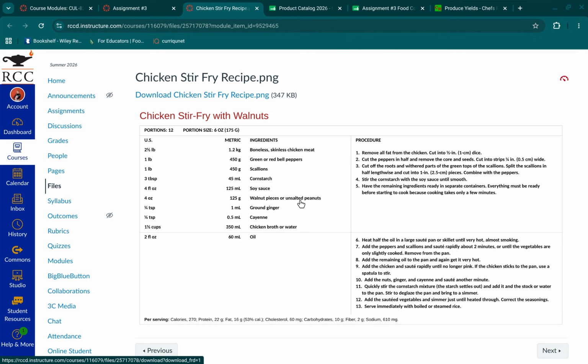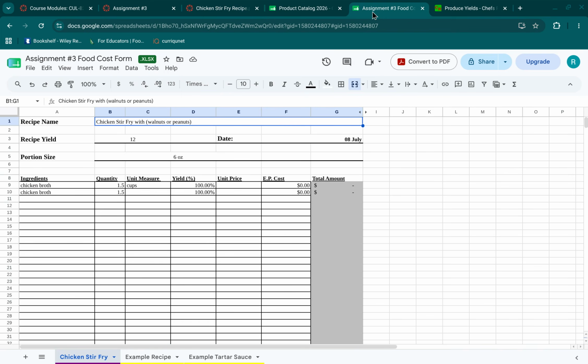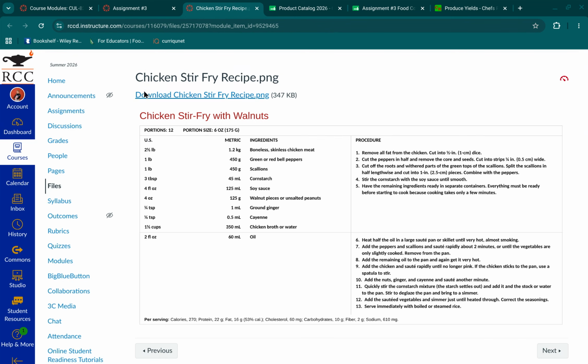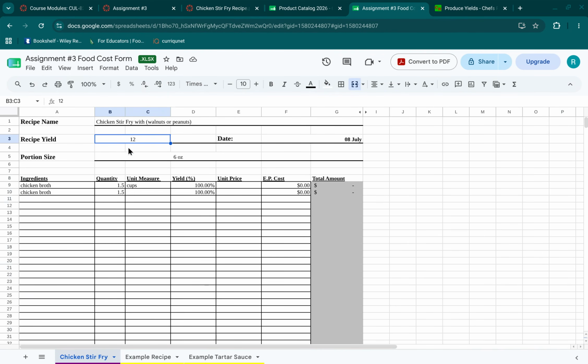And then for the nuts specifically, please clarify that in the recipe title when you go to type in your title here. Recipe yield, the recipe card did give us that information. It gave us our yield, aka portions, and then also the portion size. So we need both of these pieces of information to use in our cost sheet. Recipe yield is at 12.